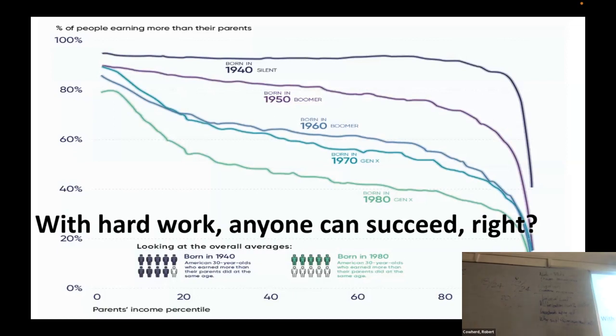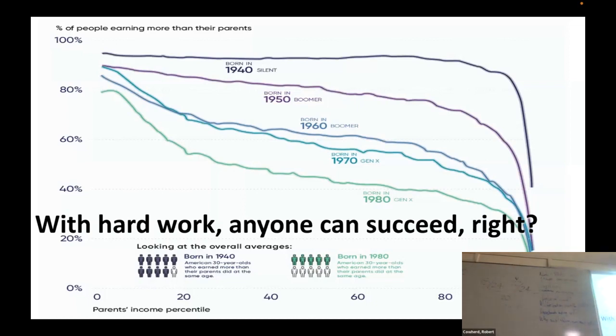Do you understand what's being shown here? So if you were born in the 1940s, 95% of the people born in 1940 ended up significantly out-earning their parents, 95%. When were your parents born? 60s and 70s. So when your parents were born, that changed. If they started out in a lower income family, they had a good chance, almost just as good, of earning more than their parents.